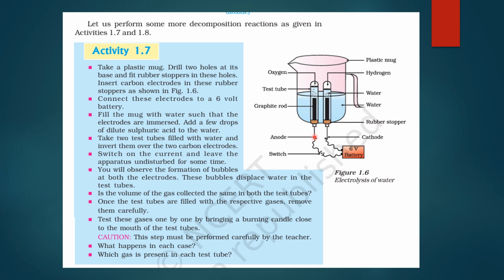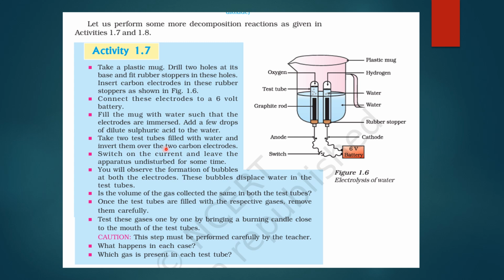Now connect these electrodes to a 6-volt battery. इन्हें आपने wires के through एक 6-volt battery के साथ connect कर दिया, right? Now fill the mug with water such that the electrodes are immersed. Add a few drops of dilute sulfuric acid to the water. Now you are adding water to this mug. Okay. These electrodes, ये जो आपने electrodes यहाँ पे insert किए थे, these should be immersed in water. ये cover हो जाए. And then you add few drops of dilute sulfuric acid. वो आपको इसमें add करना है.